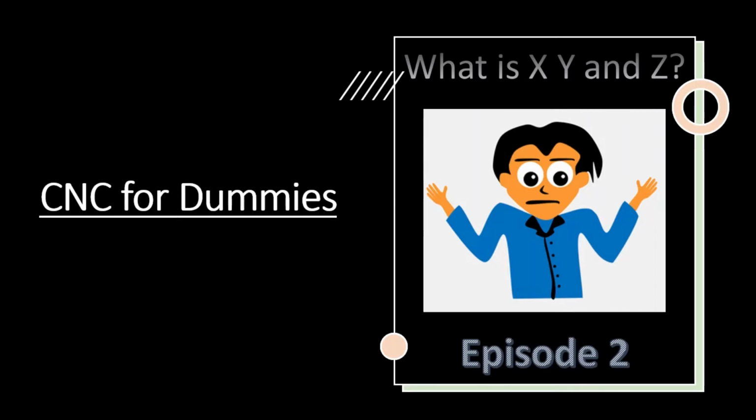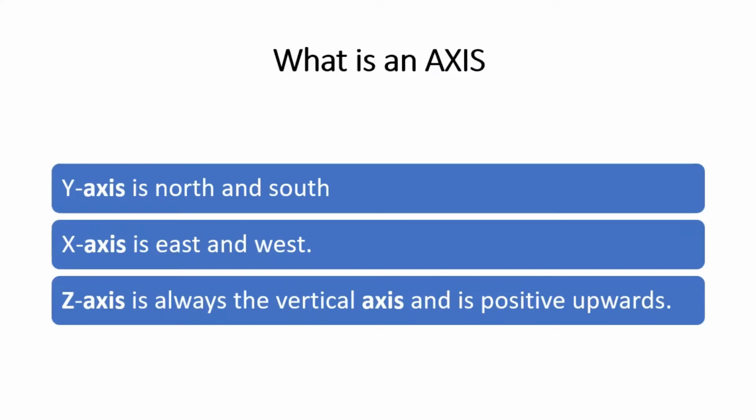So X, Y, and Z. What is it? What does it mean? I'm confused. So X, Y, and Z is a reference to the different axes that are on the computer software. So you're talking about mathematical measurements for movement, essentially, right?